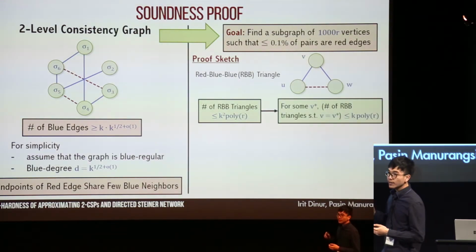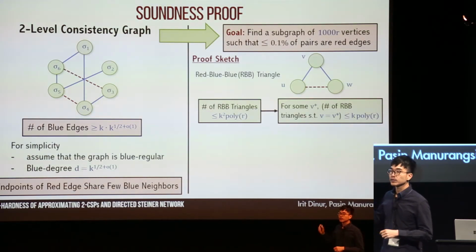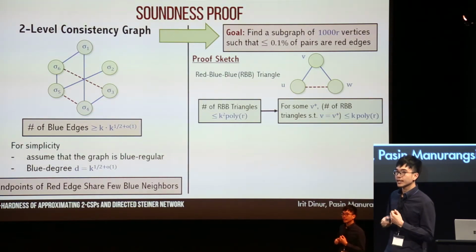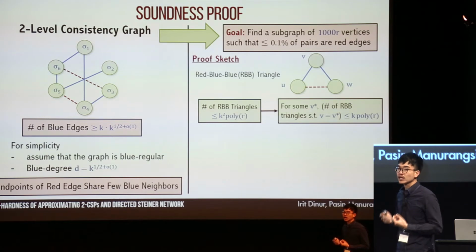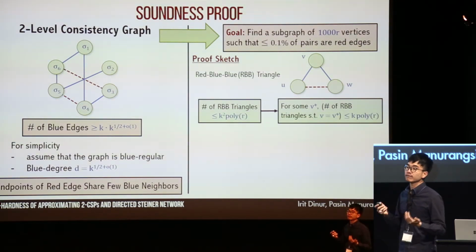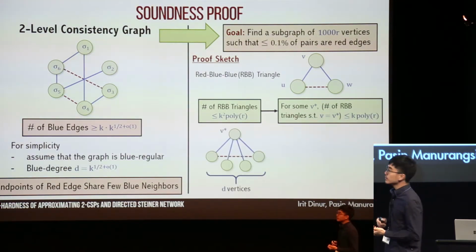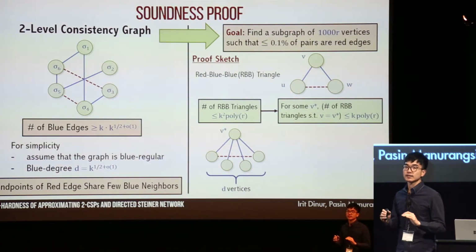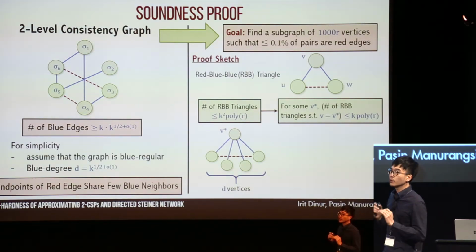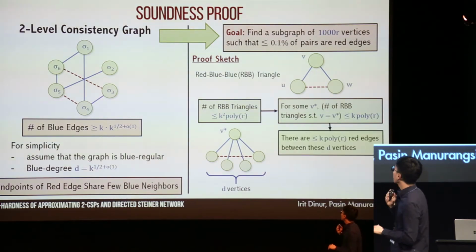So there are k choices for the v. So there must be some fixing v star such that if we fix this, then the number of red-blue-blue triangles such that v equals v star is only something like roughly k. Now, this is the subgraph that we will take. The subgraph that we take is just the blue neighborhood of v star. Why does this work?